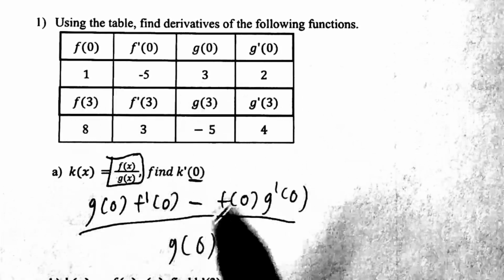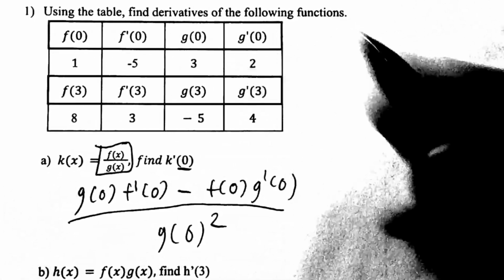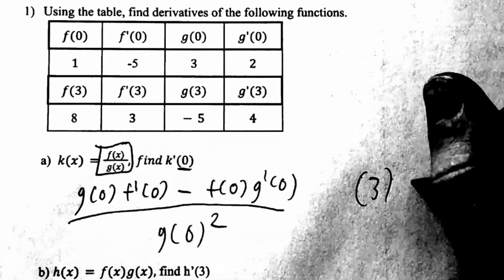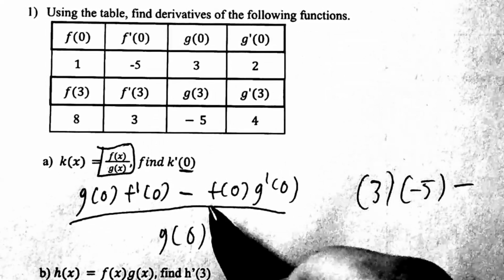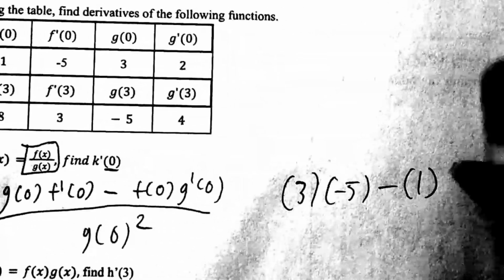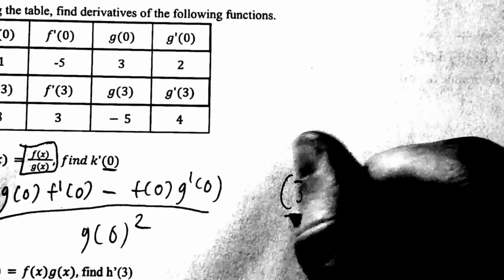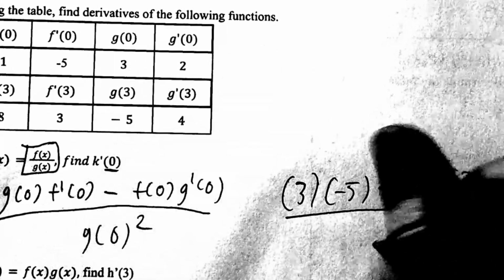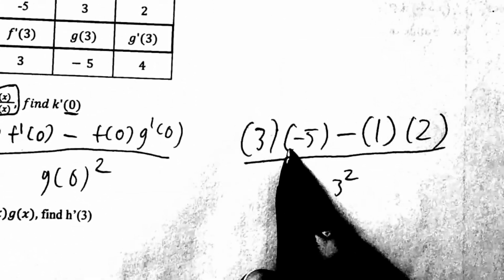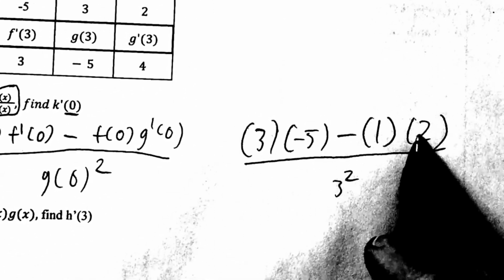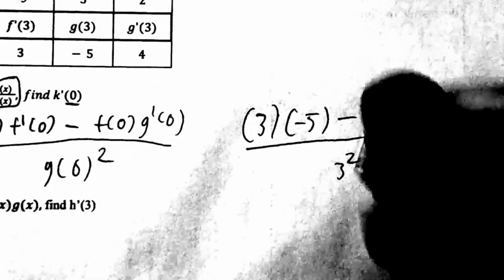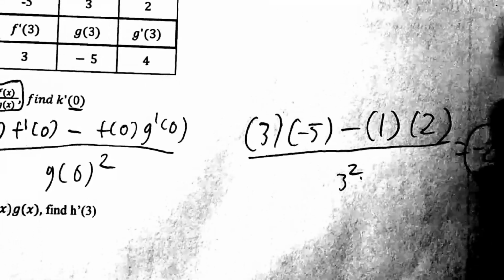And I have all those values here, so I'm just going to plug them in. G of 0 is 3. Derivative of f at 0 is negative 5. Minus f of 0 is 1. Derivative at 0 is 2. All over g of 0 is 3 squared. What does this simplify to? That's negative 15 minus 3 is negative 18. Negative 18 divided by 9, this is negative 2.